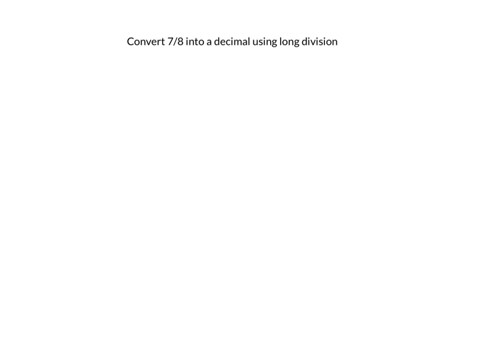Convert 7/8 into a decimal using long division. 7/8. Little man knocks the fraction over. That means 7 goes under the house. 8 goes into 7 cannot, so I'm going to put a decimal with a 0 and go straight up.